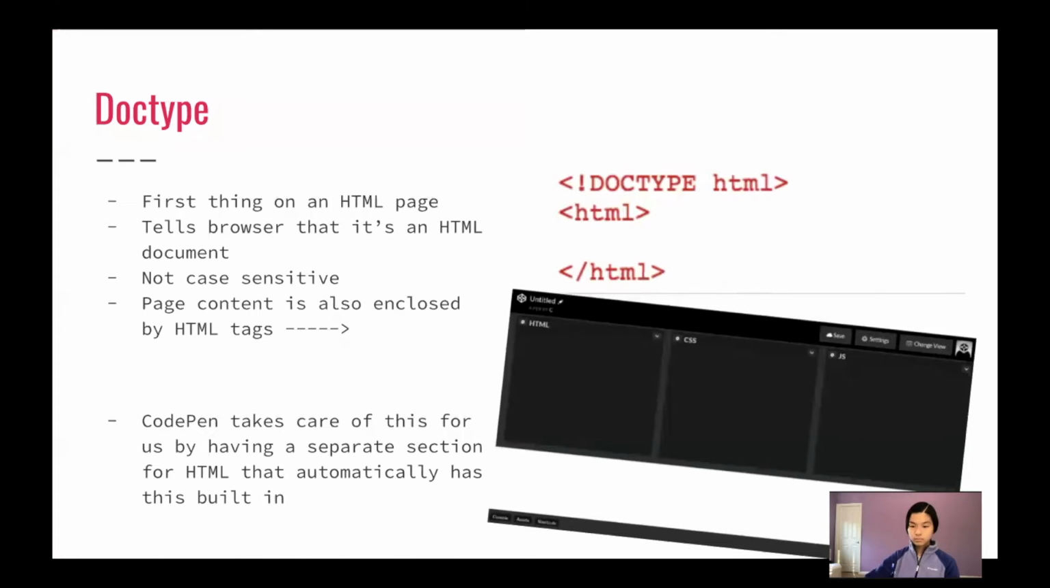So the first thing we're going to be going over is doc type, and doc type is normally the first thing on the HTML page, and it basically tells the browser that it's an HTML document, and it's also usually not case sensitive, and all the page content should be enclosed within the HTML tags shown to the right. And we'll be using CodePen a lot this year, and it's really convenient because it takes care of this for us by having a separate section for HTML that automatically has this built in.